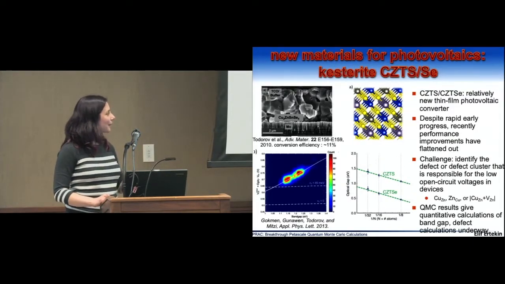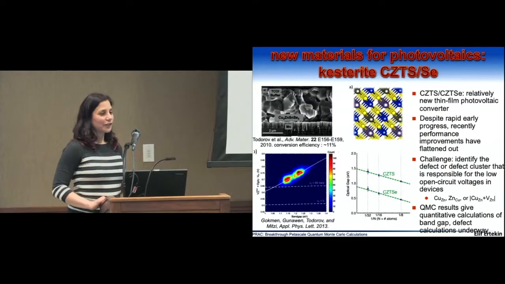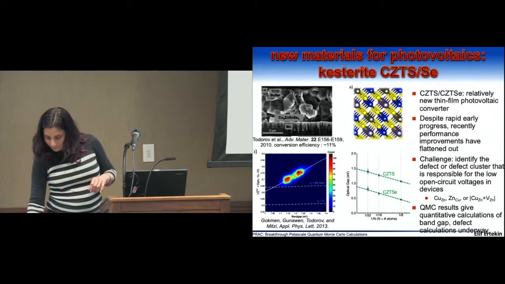QMC happens to, what I'm showing on the diagram here on the left-hand side, get the band gap right, both for CZTS and CZTSe. And so we've moved on now to trying to calculate formation energies of defects that might be responsible for reducing the photoresponse of the material itself.